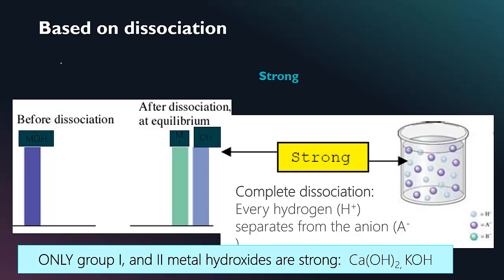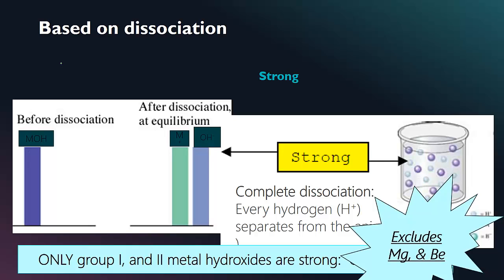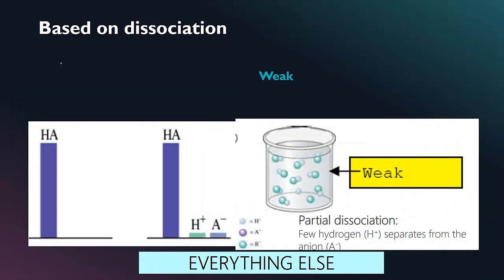Those are group 1 and group 2 metal hydroxides. So any metal cation from groups 1 and 2 hydroxides we will label as strong bases, with the exception of magnesium and beryllium, but this is such a small exception that typically the AP exam avoids it. But just for your edification, magnesium and beryllium are not really considered strong bases because they mostly dissociate, but they don't completely dissociate. Therefore, they would land in the weak category.